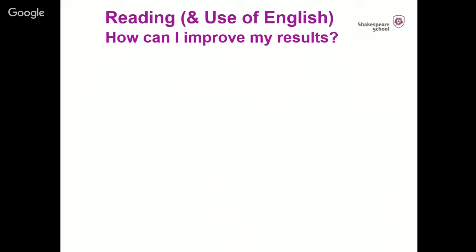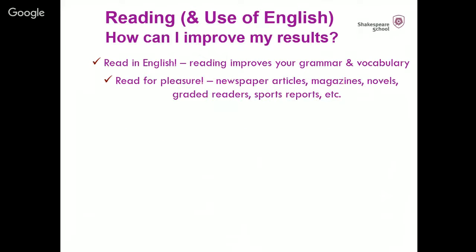How can you improve your results? Well, here are some of the ideas, the tricks, the tips that we also give to our students at Shakespeare School. And the first and foremost is read in English. Whatever you write, whatever you listen to, all starts from you receiving information and internalizing this information. Reading improves your grammar and vocabulary, and by all means, read for pleasure.